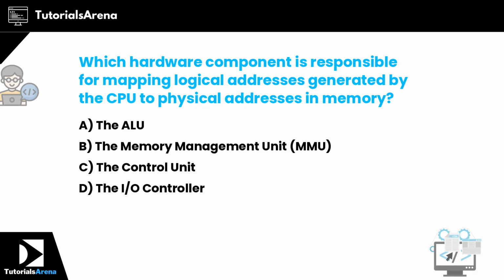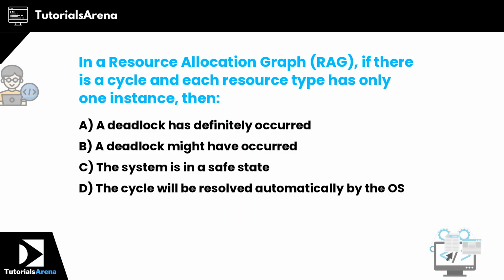Which hardware component is responsible for mapping logical addresses generated by the CPU to physical addresses in memory? The correct answer is option B, the Memory Management Unit, MMU. In a resource allocation graph, RAG, if there is a cycle and each resource type has only one instance, then the correct answer is option A. A deadlock has definitely occurred.